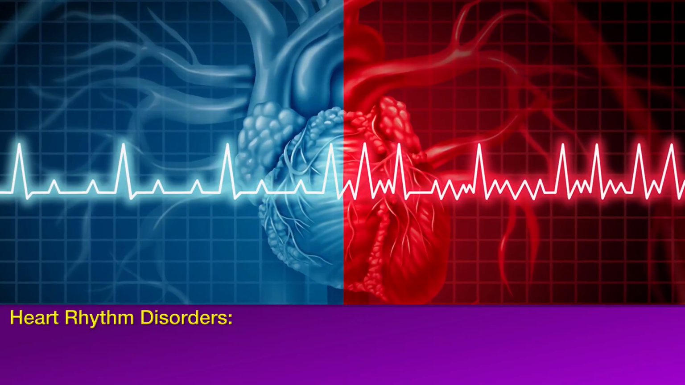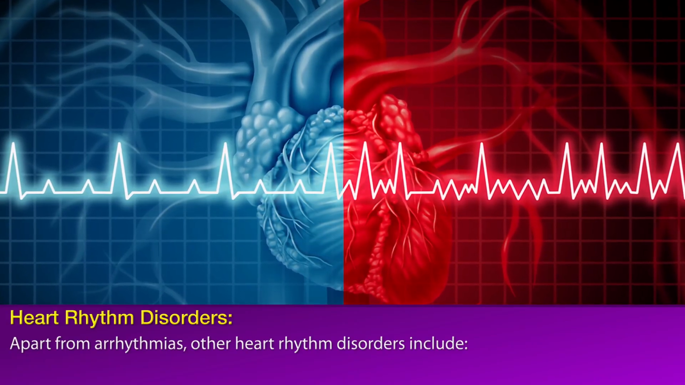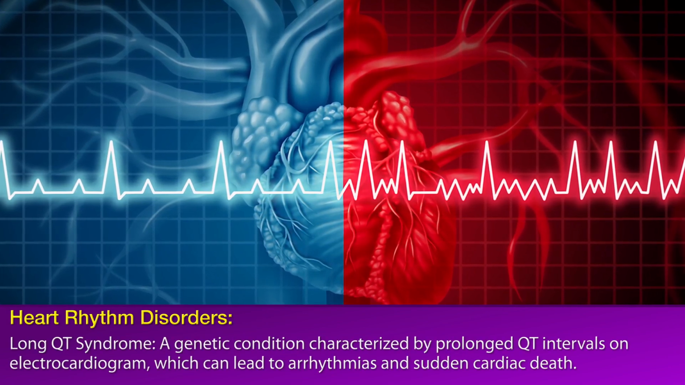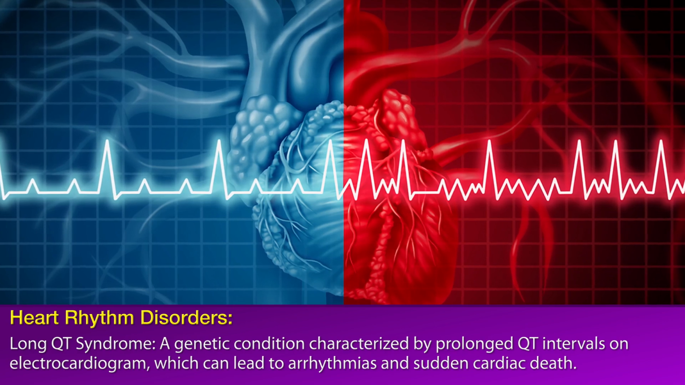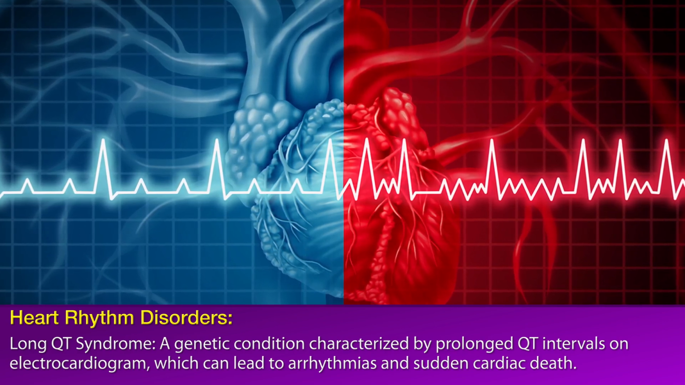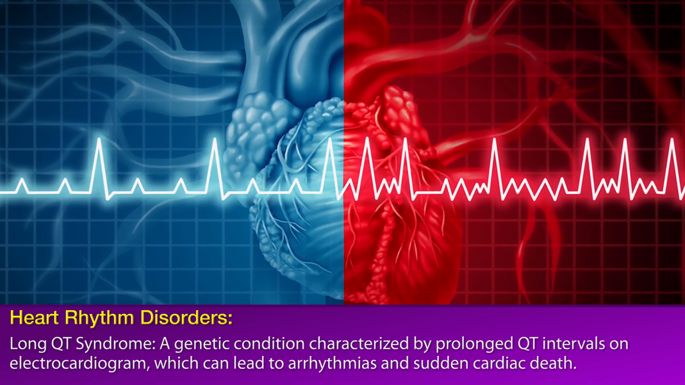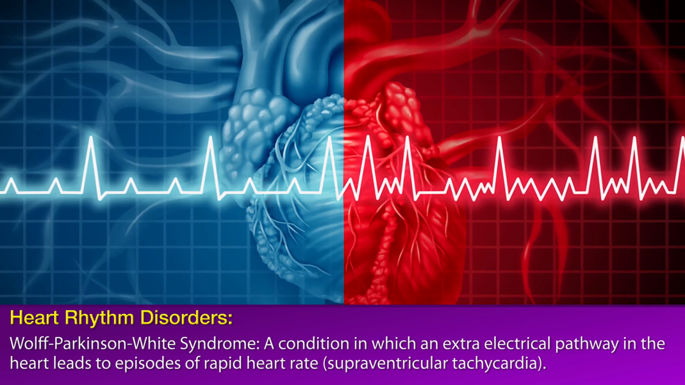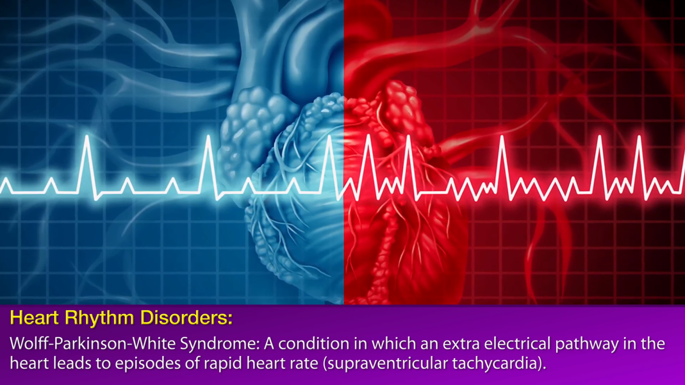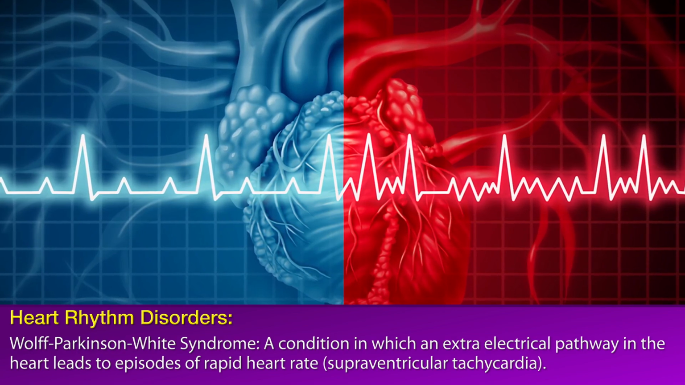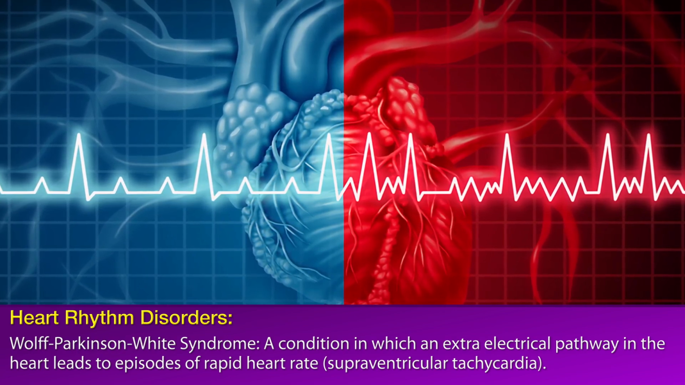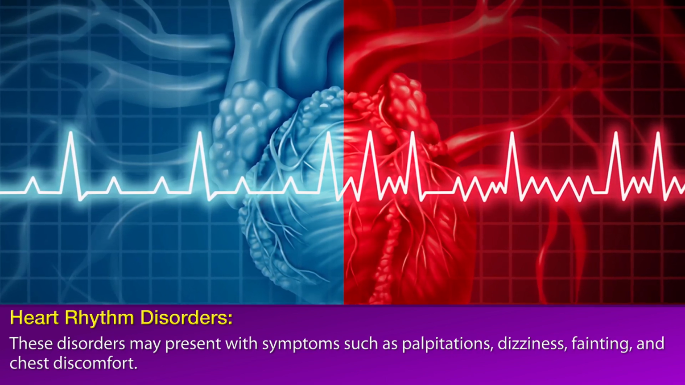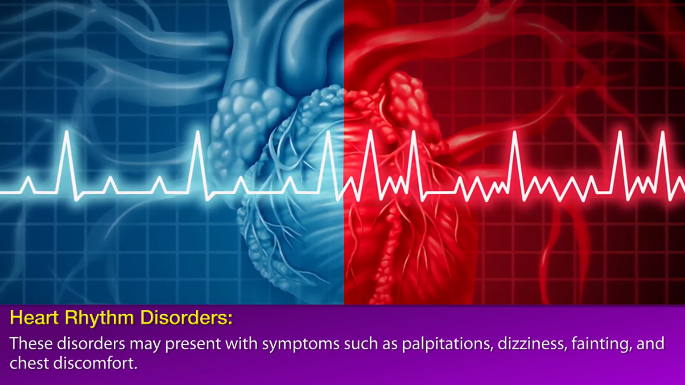Heart rhythm disorders. Apart from arrhythmias, other heart rhythm disorders include long QT syndrome, a genetic condition characterized by prolonged QT intervals on electrocardiogram, which can lead to arrhythmias and sudden cardiac death. Wolff-Parkinson-White syndrome, a condition in which an extra electrical pathway in the heart leads to episodes of rapid heart rate, supraventricular tachycardia. These disorders may present with symptoms such as palpitations, dizziness, fainting, and chest discomfort.